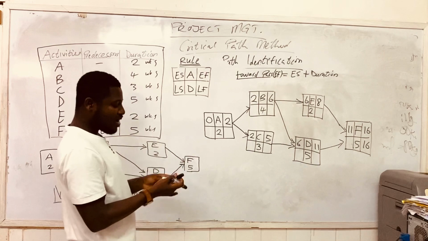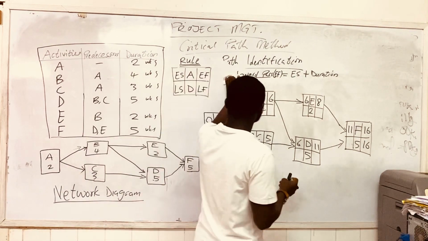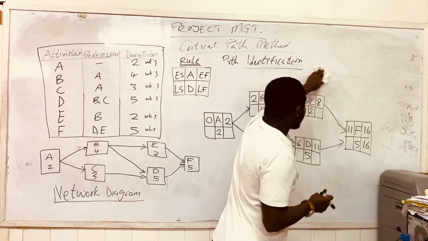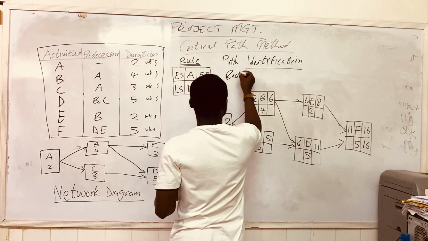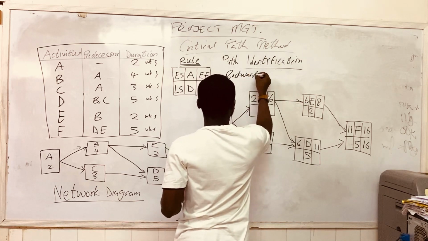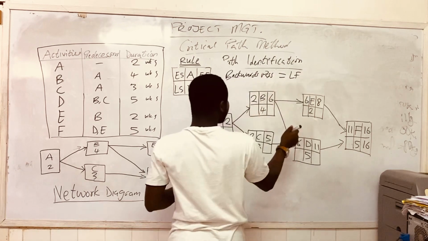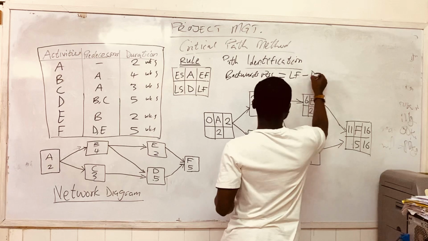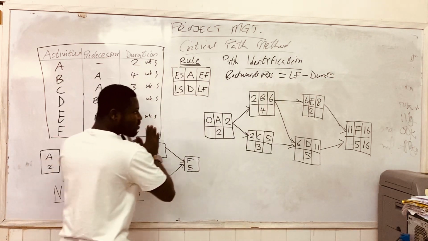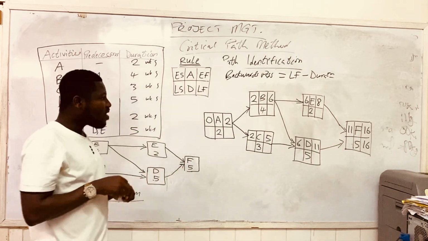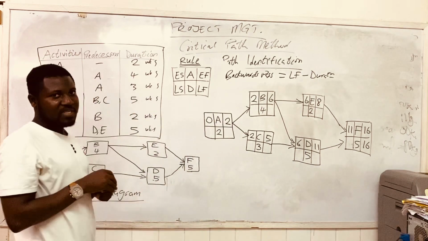Now we go back to our backwards pass. So let me clean this side and then write the backwards pass. If you remember, I said the backwards pass is equal to the late finish minus the duration. And so in the forward pass, you could see that we are moving towards the right side of the project. But with the backwards pass, we are going to move towards the left side of the project, the opposite side.